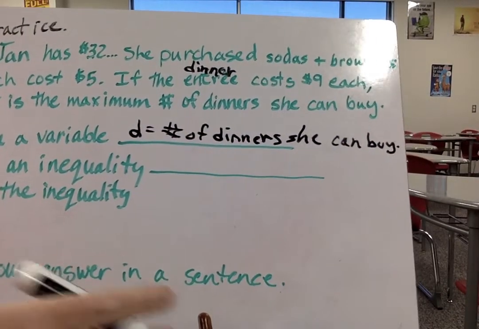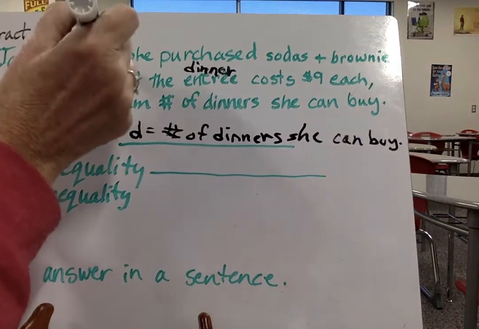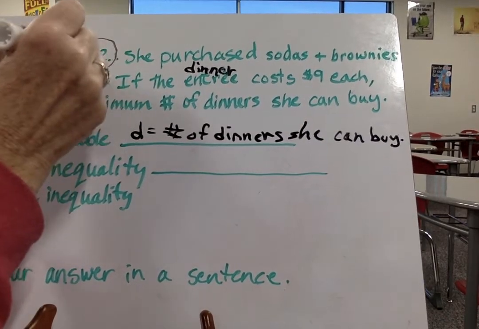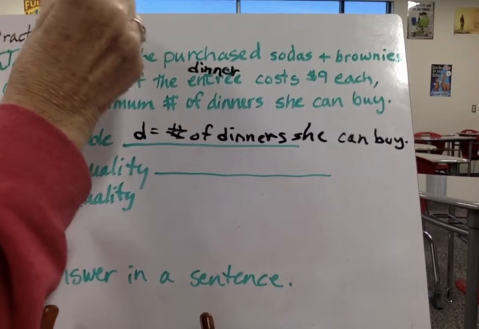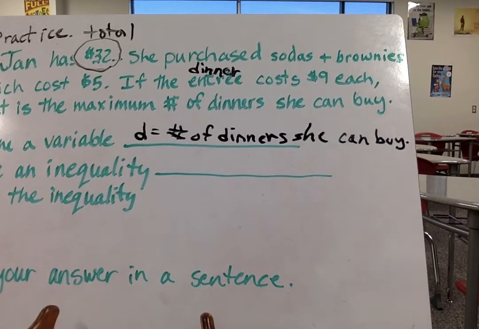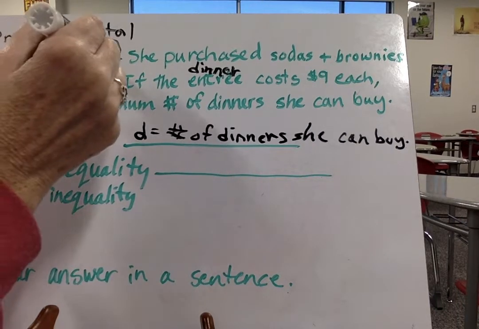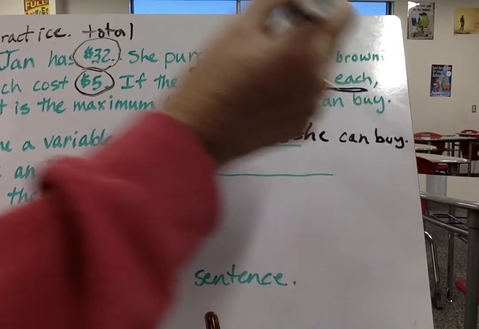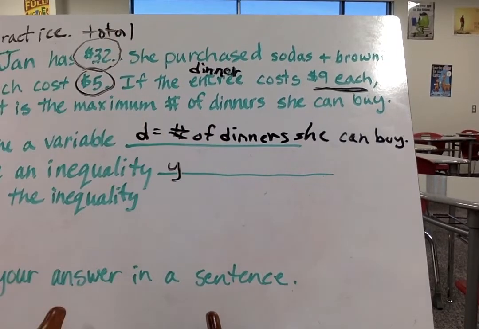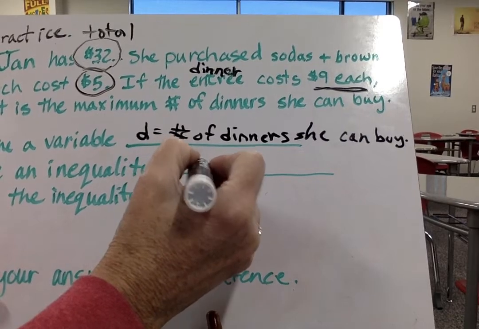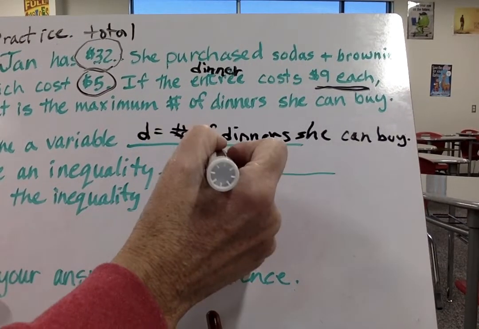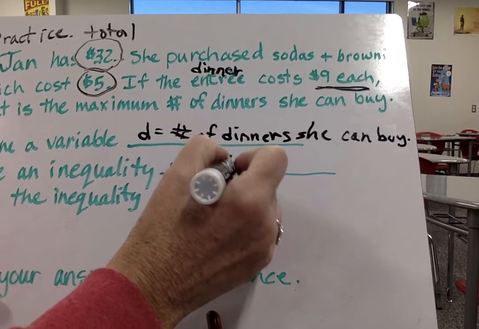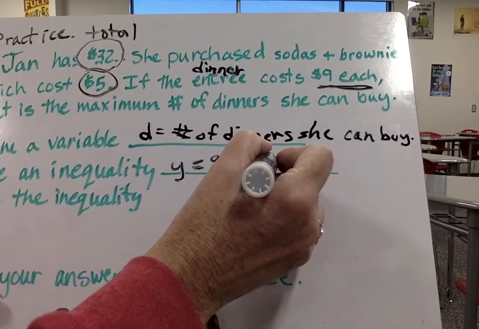So we write an inequality. We're going to circle all the information we know. She has $32 total, so we can write total right there. She purchased some brownies and sodas, $5. So if we see $9 each, remember, we're going to start with y equals mx plus b, and then we're going to change that. So we get y equals mx. What is each? $9 each, 9D dinners, plus we have to remember she spent $5 already.